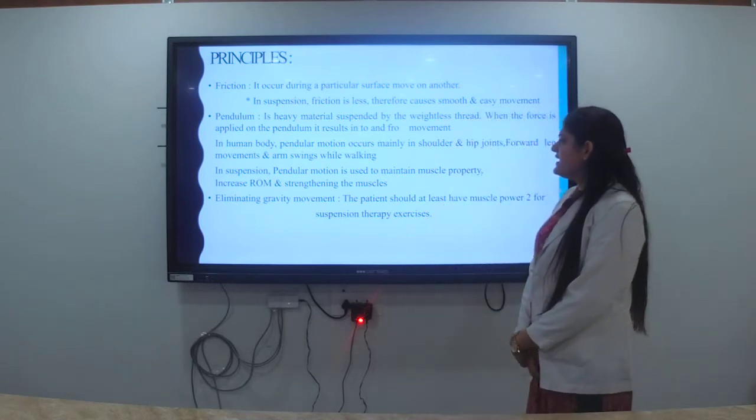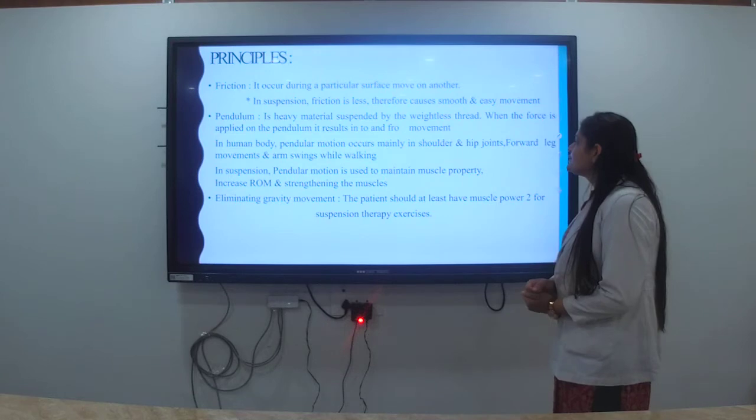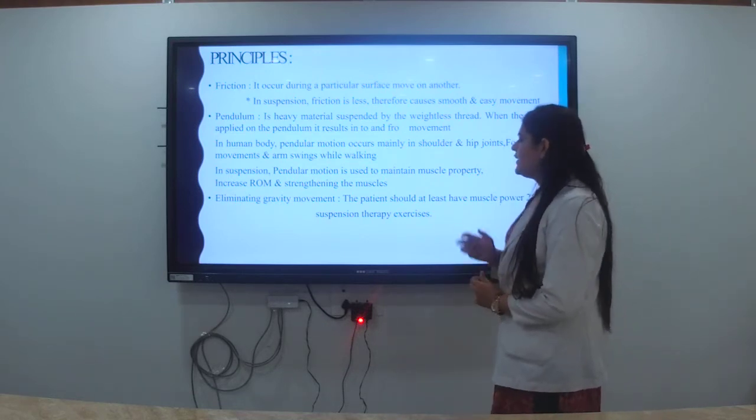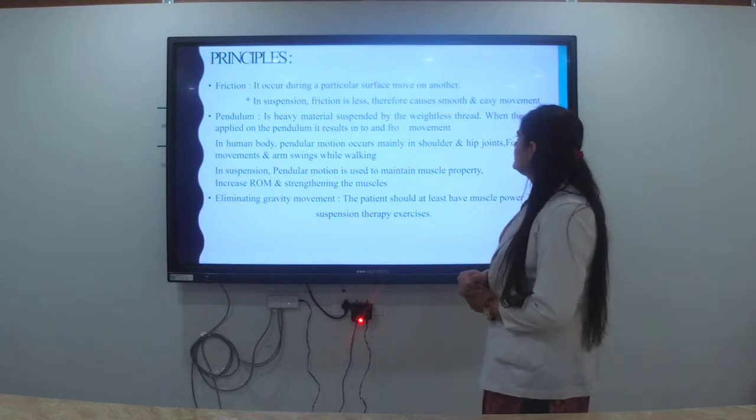Now in suspension therapy, such pendular motion is used to maintain the muscle property, to increase the range of motion and also lead to strengthening of the muscles.